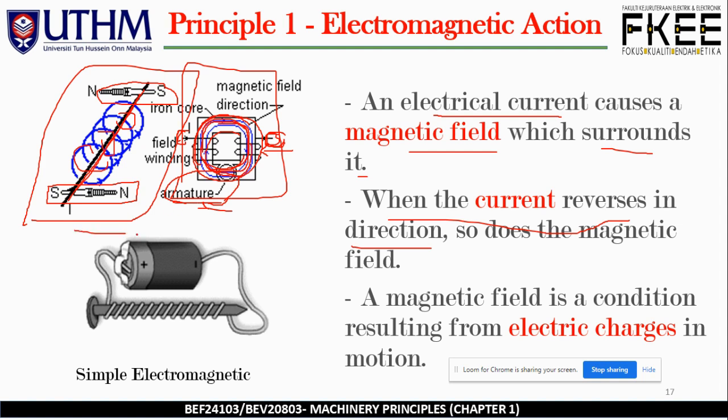Again, this is a simple construction of how we can induce electromagnetic fields. We have the dry cell with positive and negative terminals. We have our conductor over here, or wire or cable, wound around a metal screw, or core. A magnetic field is a condition resulting from electric charges in motion. This is how it is defined in a different way, the relationship between magnetic field and electric charges.